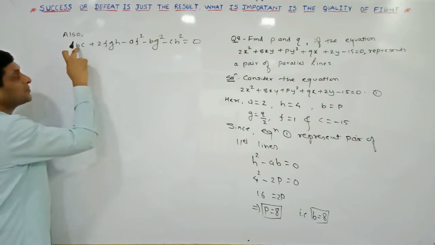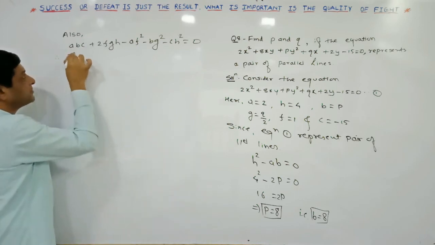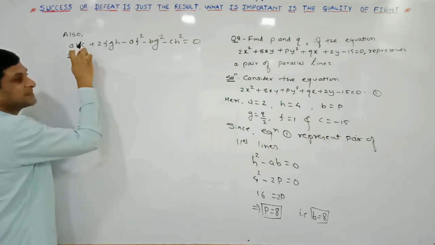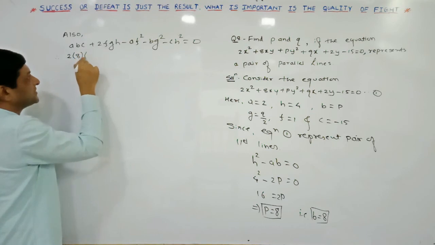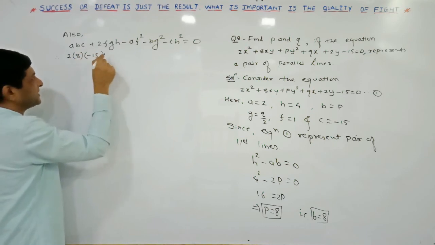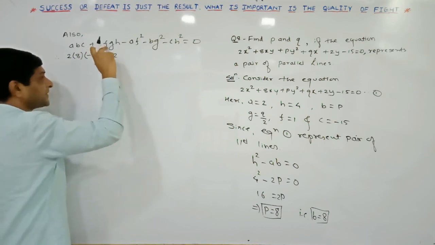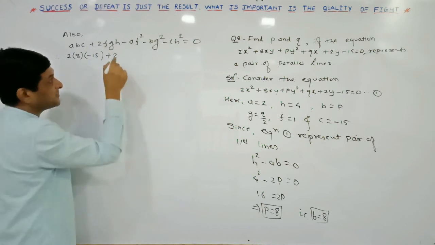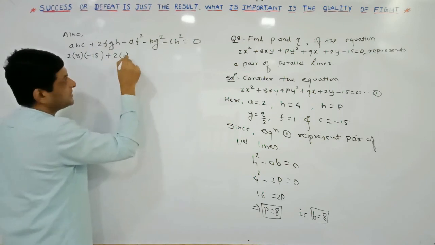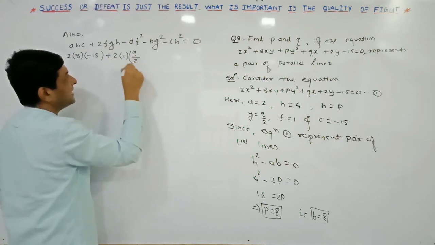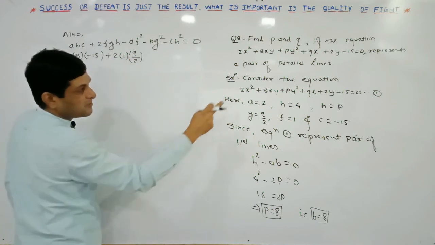A is equal to 2B. Just now we have got the value of B is equal to 8 and C is equal to minus 15. C is equal to how much? Minus 15. Plus 2, replace f by its value, that is by 1, g by its value, that is by q by 2, and h by its value. What is the value of h here?